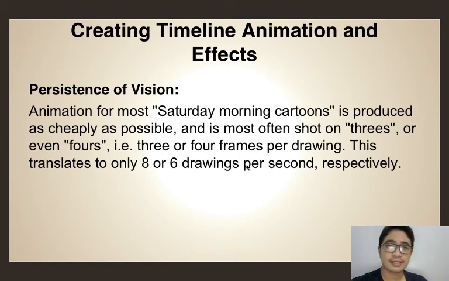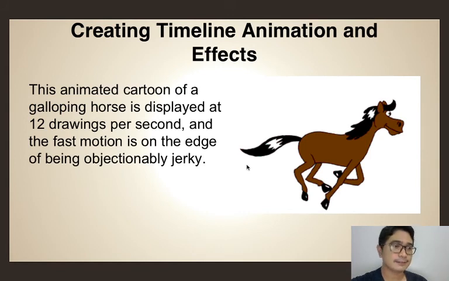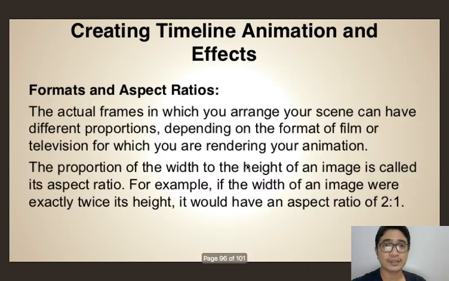Animation for most Saturday morning cartoons is produced as cheaply as possible and is most often shot on 3s or even 4s. This translates to 8 or 6 drawings per second lang. Kaya minsan may mga cartoons na parang isipin mo na hindi masyado na create ng in full detail, kasi kumbaga yun yung goal nila is to just create an animation or an animate movie or an anime series na pang kids lang, kumbaga. This animated cartoon of a galloping horse is displayed at 12 drawings per second, and the fast motion is on the edge of being objectionably jerky, so not necessarily ganun ka-fluid.